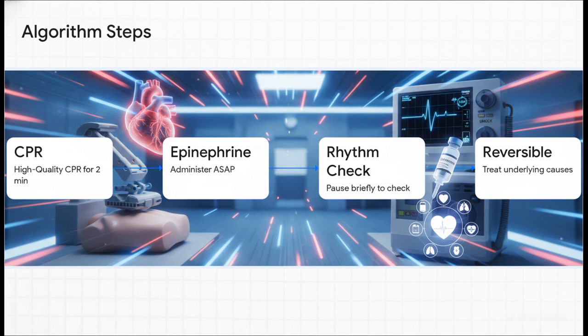Step 1, high-quality CPR for 2 uninterrupted minutes. Push hard, push fast. Step 2, administer epinephrine as soon as humanly possible. Step 3, pause briefly for a rhythm check. And Step 4, actively hunt down and treat any reversible causes. This loop is the ultimate scaffolding of your entire resuscitation effort.